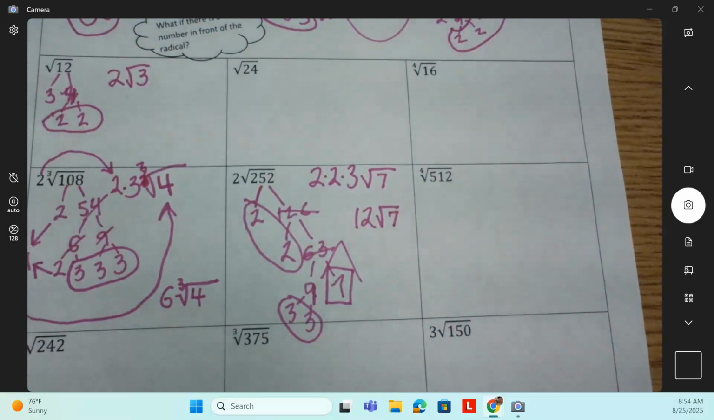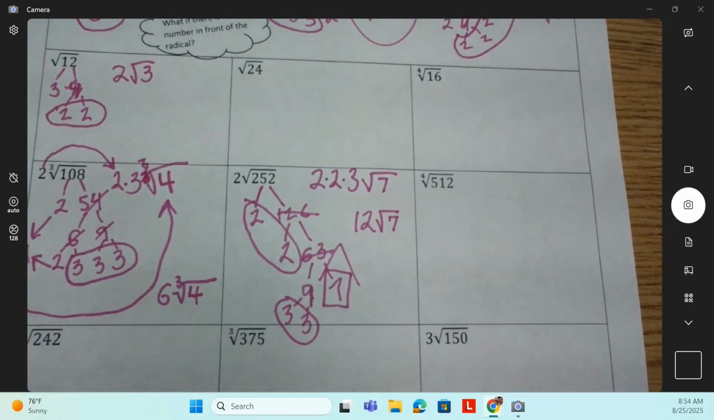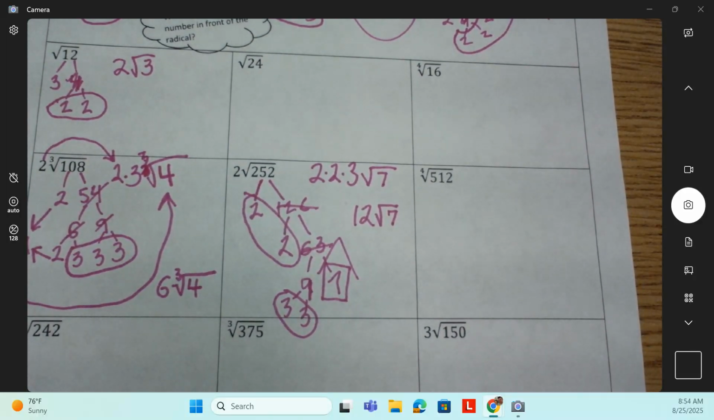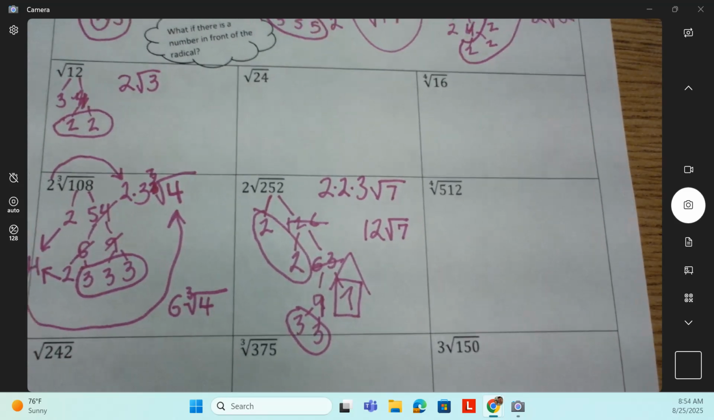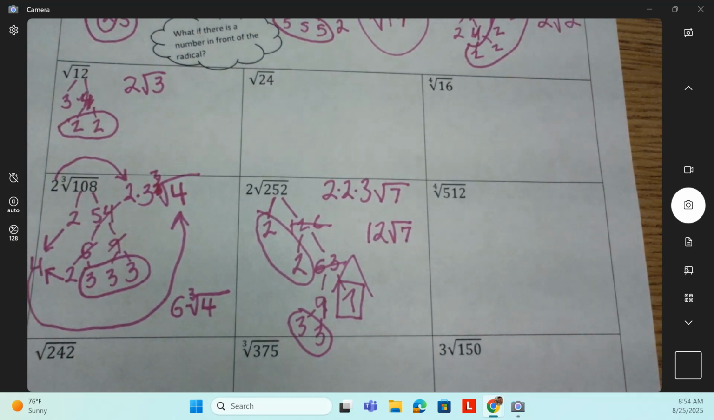Okay, so that gives you a little bit of an example of all the different types. In class, we'll try to work through some more, but hopefully that gives you a good idea of how we're going forward with simplifying those radicals.